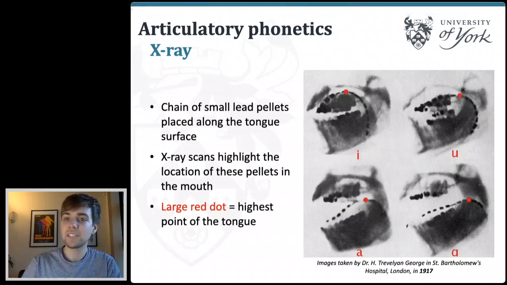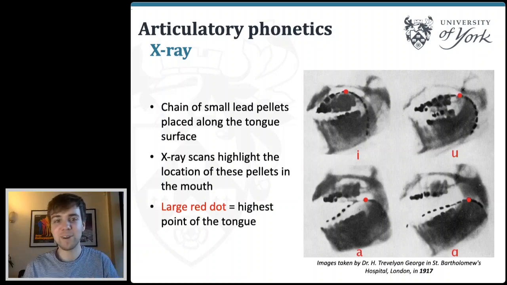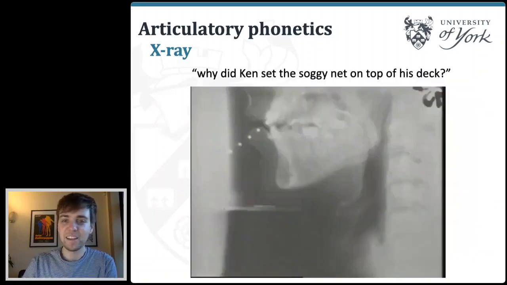So using X-ray, we can see what the tongue is doing when we make these vowels, and we can quite clearly see the position of the tongue is very different depending on the vowel that we make. Now, X-ray isn't really used anymore. This picture was from 1917, so it was quite popular very early on, but X-ray radiation isn't good for you, so people don't tend to use it anymore. But it is quite cool.